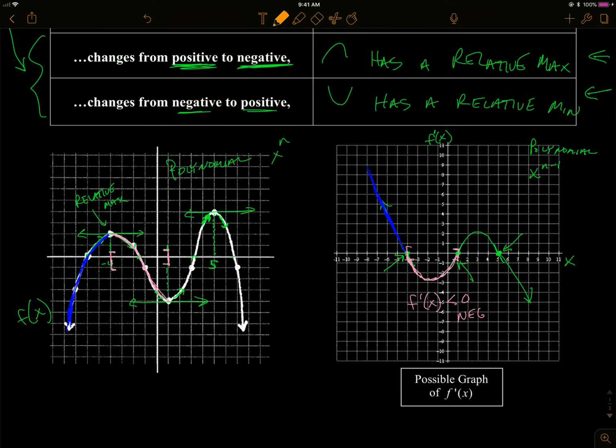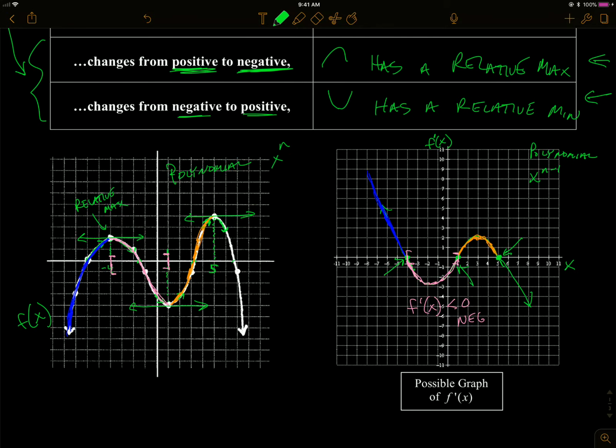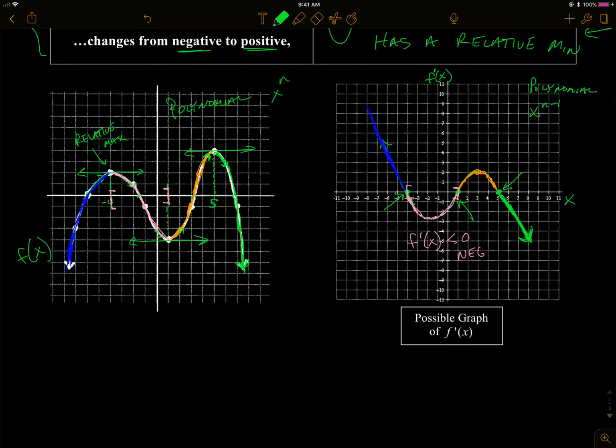We'll go orange. The function from 1 to 5 is increasing, which means my derivative from 1 to 5 must be above the x-axis. My derivative must be positive because that's when the function's increasing. And then lastly, we can leave it in green over here. Because my derivative, I'll go backwards, because my derivative is below the x-axis, that means that it's negative. The function must be decreasing on that interval from 5 to infinity, which it is. All right, so again, we're now looking at the derivative as a function itself, and we're graphing that function.